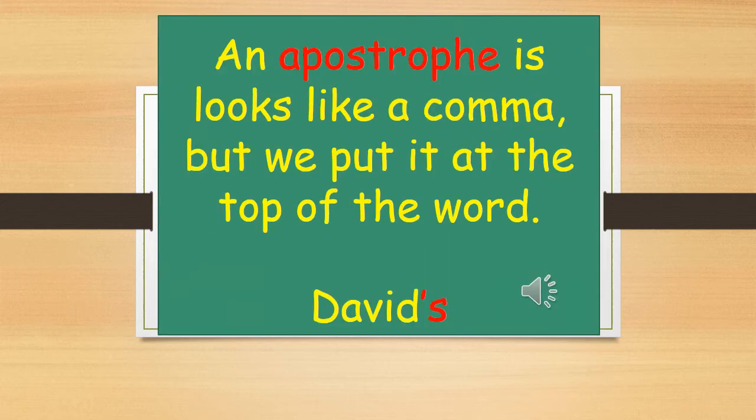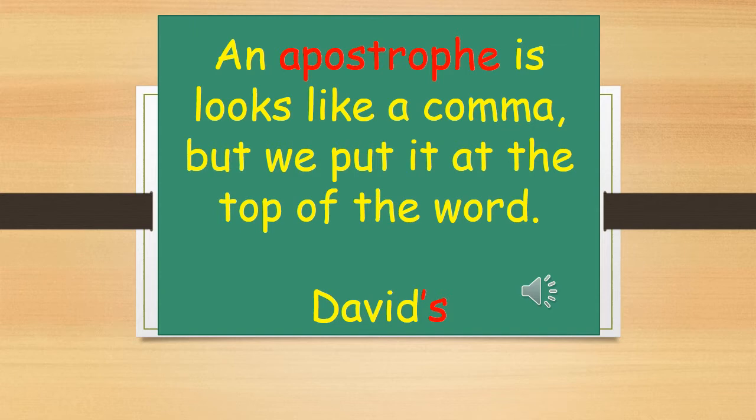An apostrophe looks like a comma, but we put it at the top of the word. Here in the example, you can see the name David. You know Teacher David. But here it says David's. After the D and before the S, you can see a little red mark at the top of the word, by the top of the letter D. That is an apostrophe. Like I said, it looks like a comma, but we put it at the top of the word.